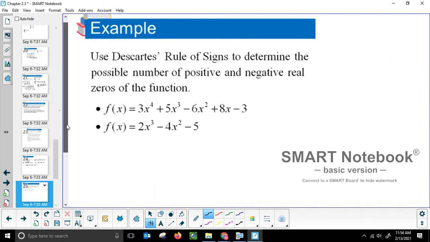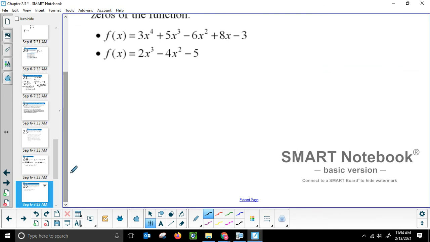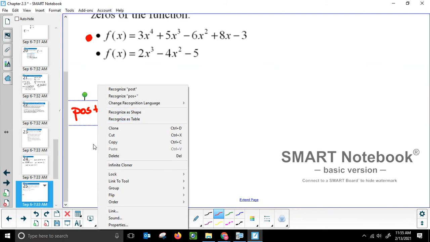All right, so first we'll look at 3x to the fourth plus 5x cubed minus 6x squared plus 8x minus 3. I'm going to do this one in red, so everything in red will have to do with that first function. All right, so possible positive real zeros.